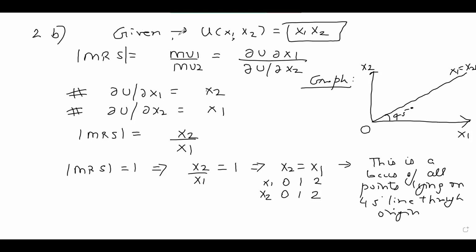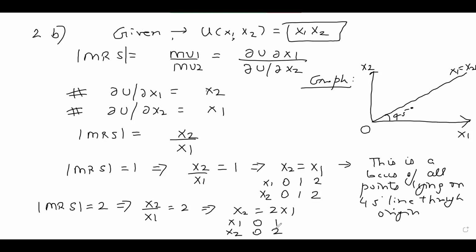And then if I take mod of MRS equal to 2 as given in the question, then x2 by x1 will be equal to 2, which implies x2 will be equal to 2x1. Again, take values. When x1 is 0, x2 is 0. When x1 is 1, x2 is 2. When x1 is 2, x2 is 4, and so on. When you plot this, for which I am using red color, it's going to be steeper. You can check it. This is the ray which denotes x2 equal to 2x1.